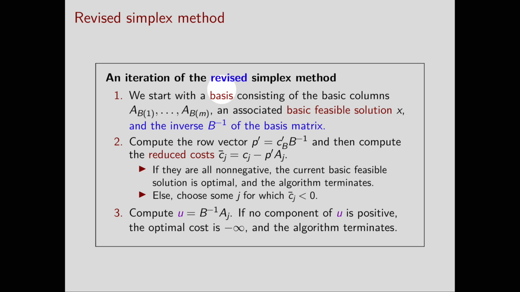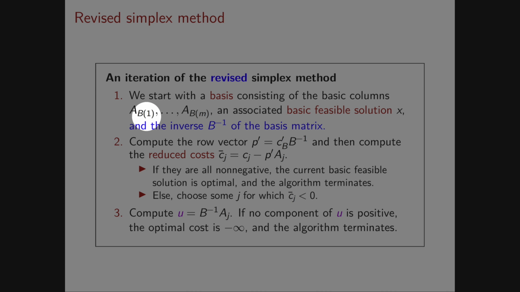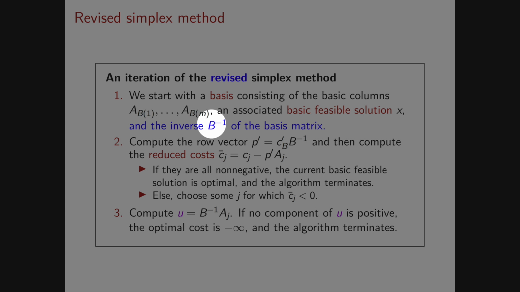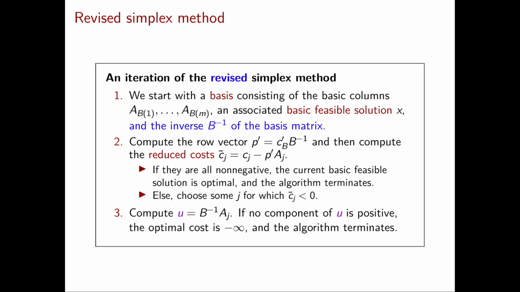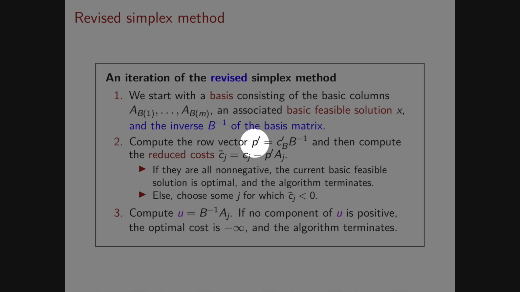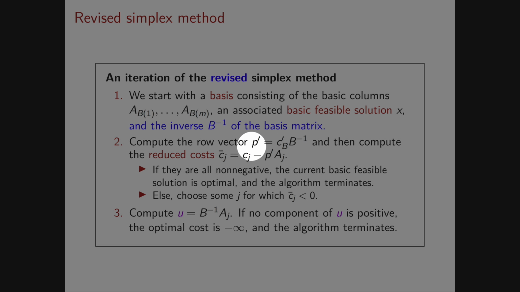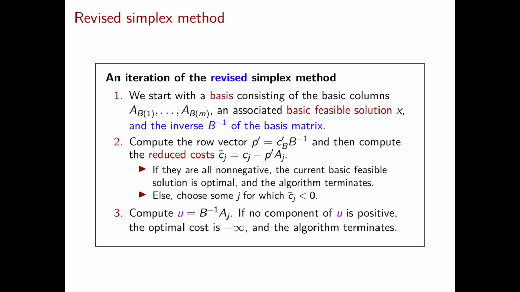We start with the basis, consisting of the basic columns AB1 until ABM. Then we have the associated basic feasible solution X and the inverse of the basis matrix B inverse. Now we can compute the vector P of the simplex multipliers using the formula P transpose equal to CB transpose B inverse. And in turn, we can use the vector P to compute all the reduced costs, C bar j equal to Cj minus P transpose Aj.